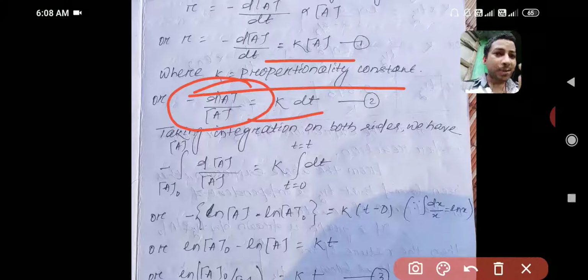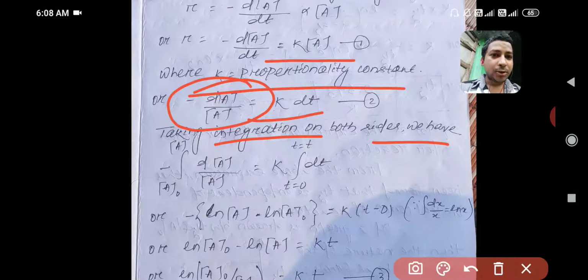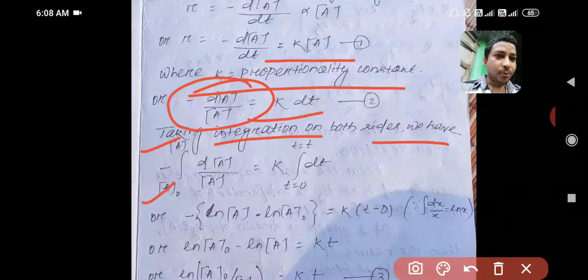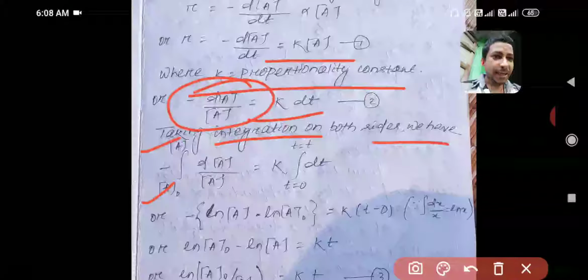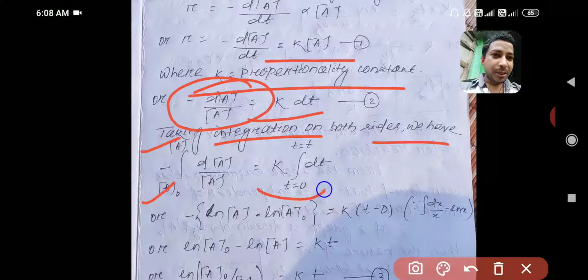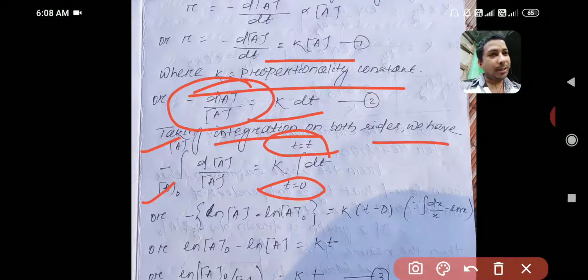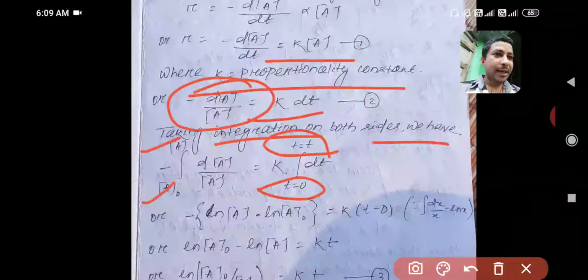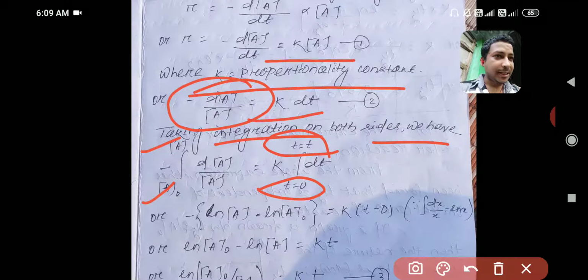By taking integration on both sides, we have minus the integration of dA by A from initial concentration a0 to final concentration a is equal to K, taking the proportionality constant K outside the integration, integration dt from time t0 to time t. We can write this expression as minus, the formula for integration of dx by x is ln x. I have written the formula over here.